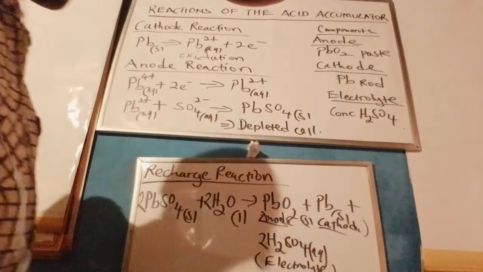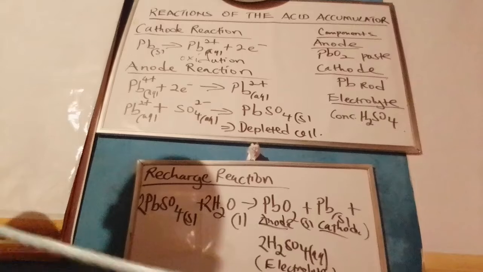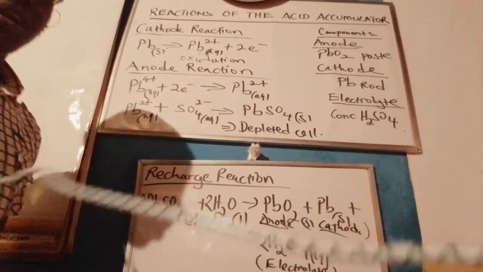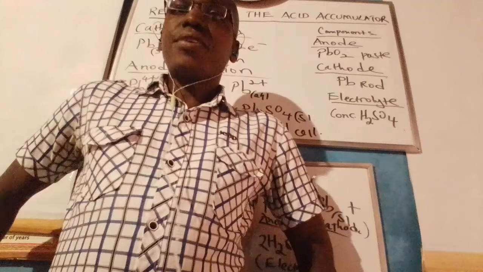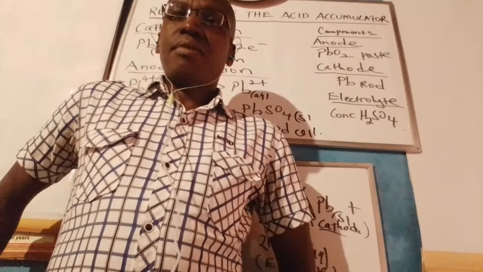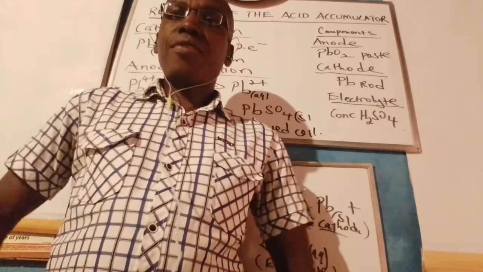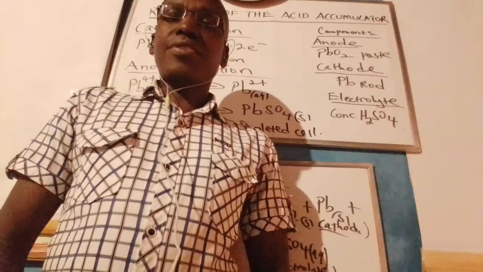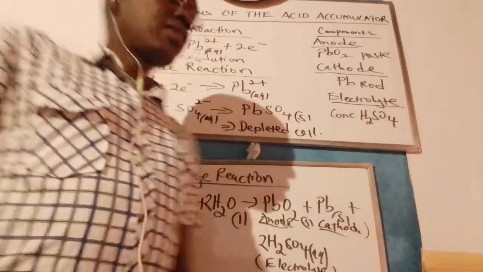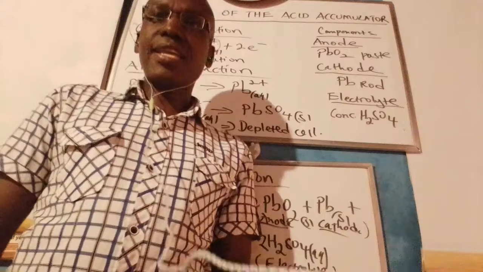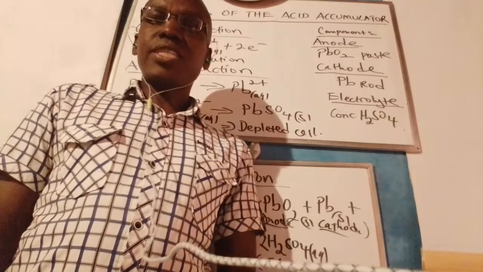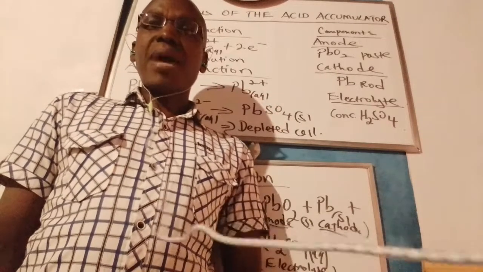So therefore, we have seen here what we are calling the lead acid accumulator, which we have categorically described as a secondary rechargeable cell. The bone of contention as to why we refer to it as a secondary cell is simply because it is a cell which is rechargeable. And secondly, it is a wet cell simply because it's rechargeable by hydrolysis.